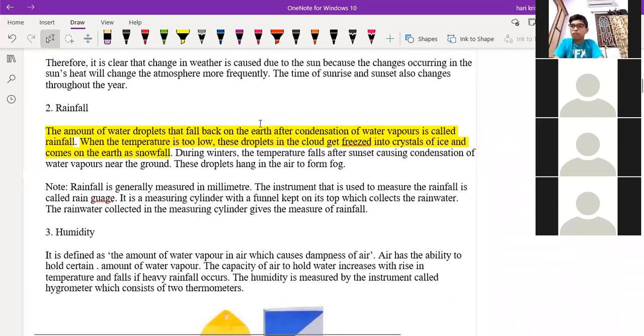Okay, it also depends upon the temperature only. If the temperature is too low, it will form as snowfall. If the temperature is normal, it will come as fog. Okay, now how will we measure the rain? How will we measure the rainfall?